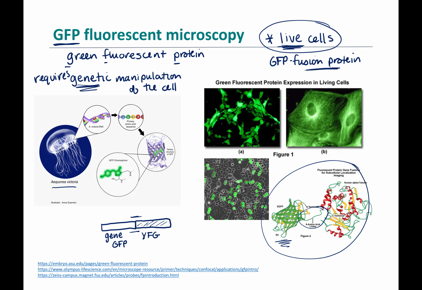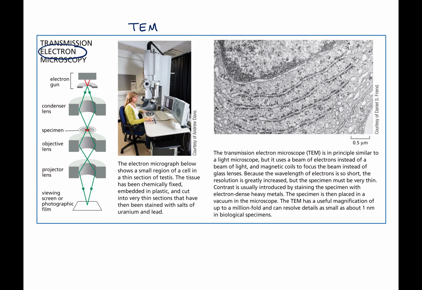Okay. Third type is transmission electron microscopy, also called TEM, and it uses electrons to create the image. TEM, again, stands for transmission, and it gives us this beautiful 2D image.